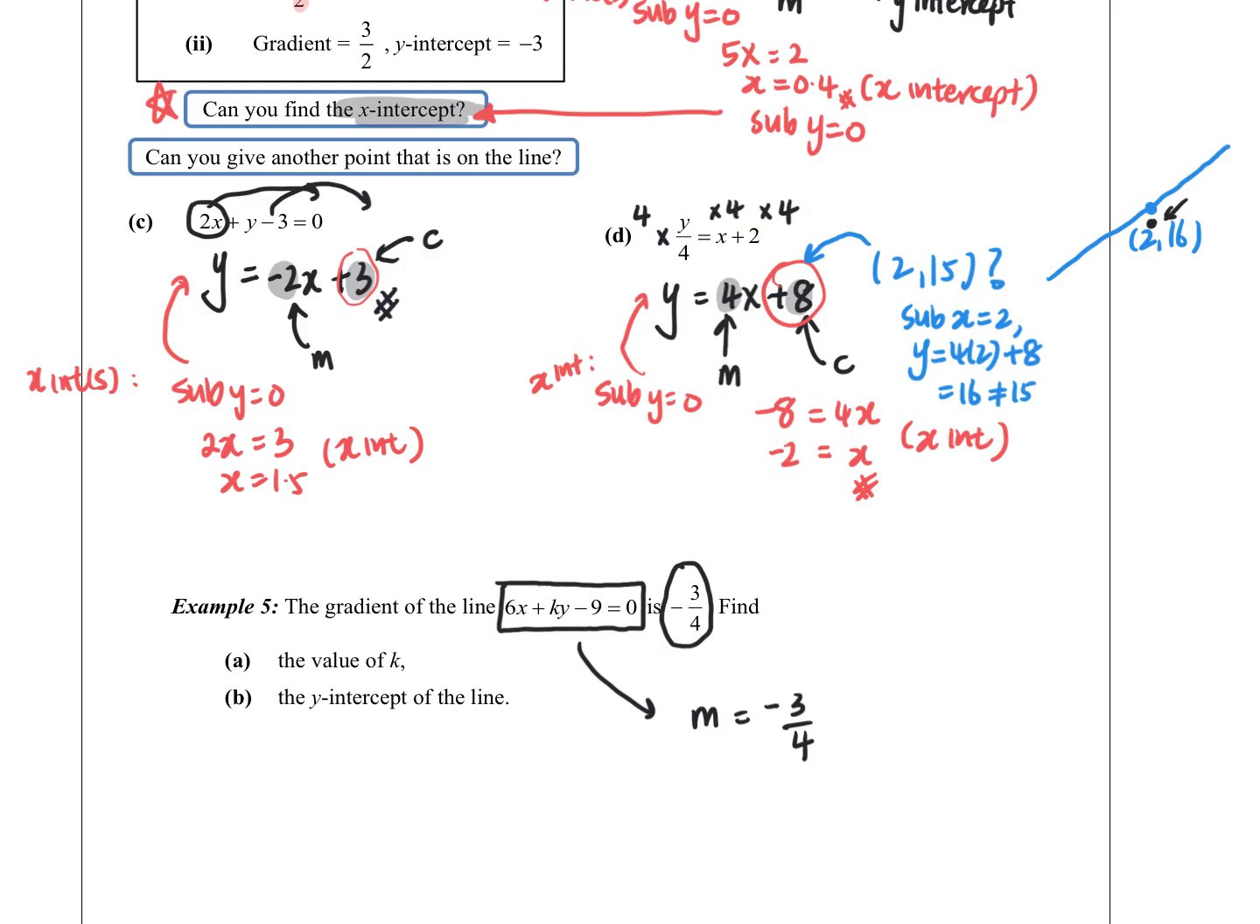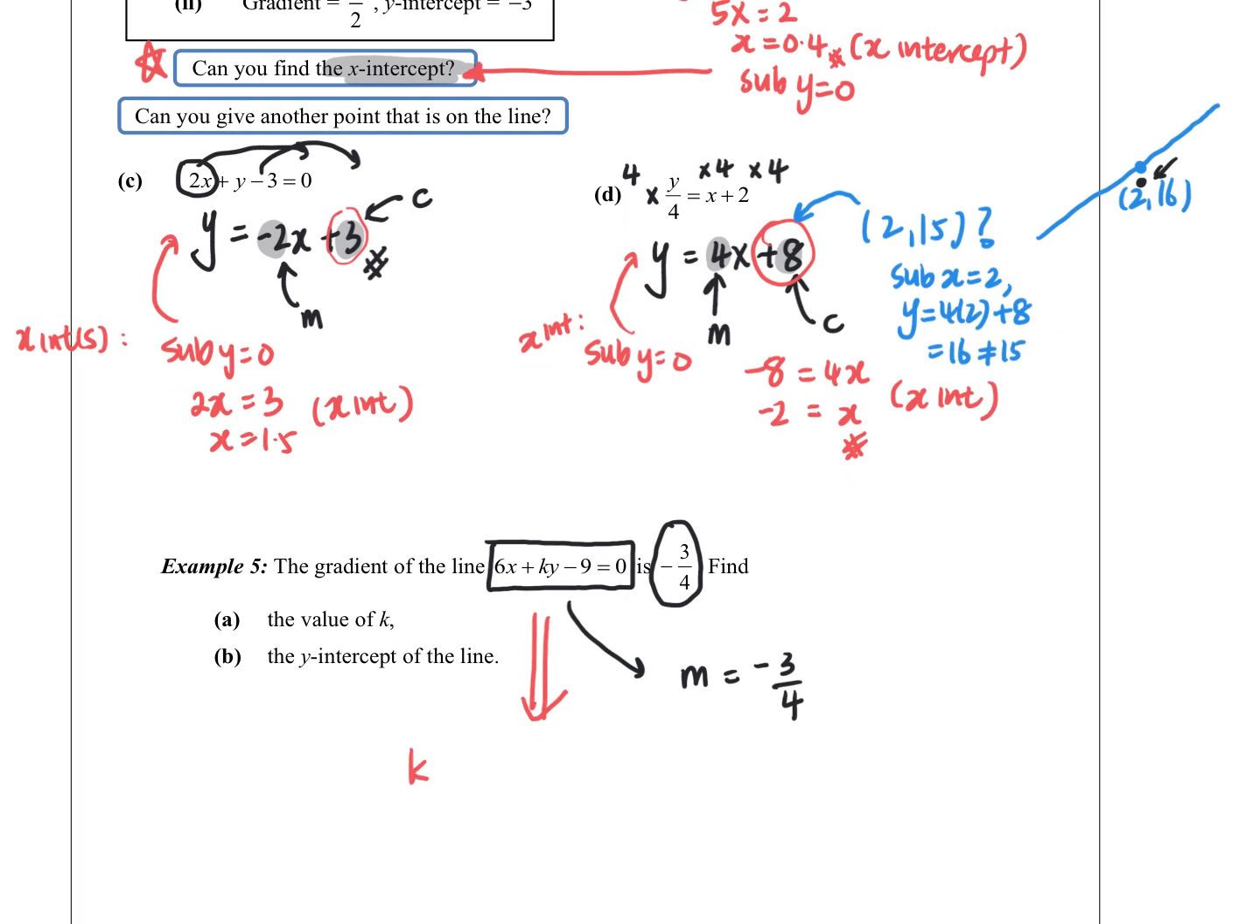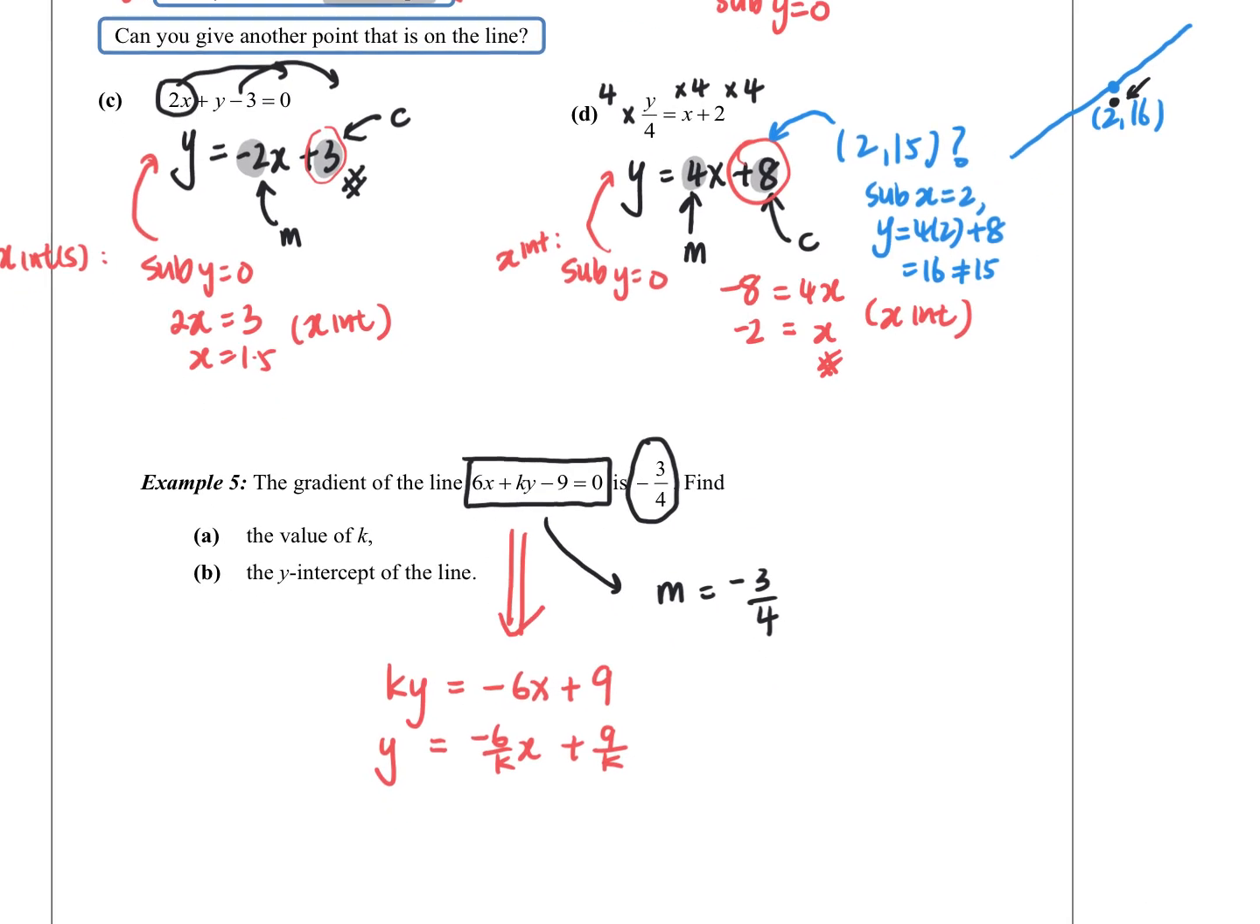Express the equation in gradient intercept form. So that means I keep the y here first. Everything that is not involving y, I shift. And then I want to make it y, so I divide by k throughout. So this thing divided by k, this thing divided by k. So this is my gradient intercept form.